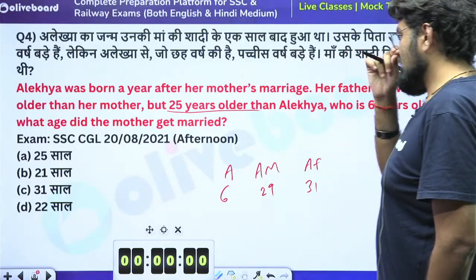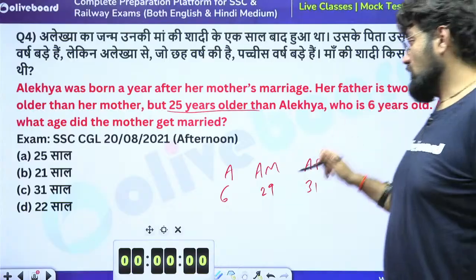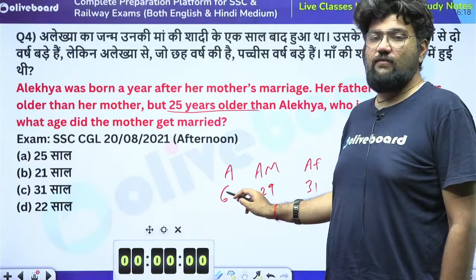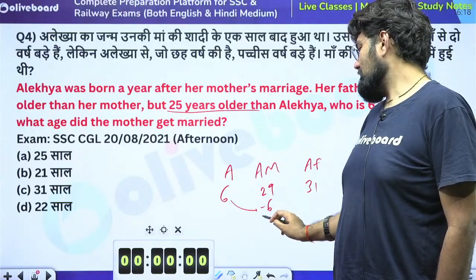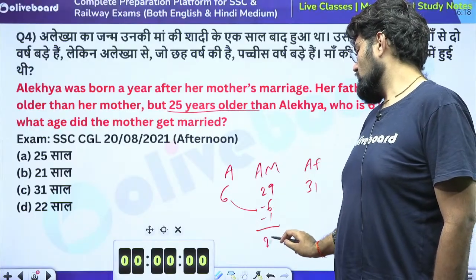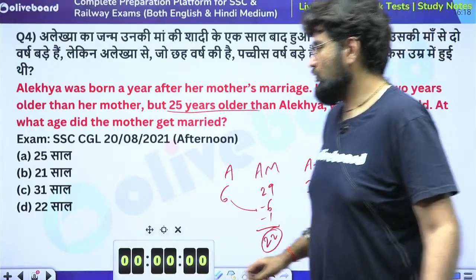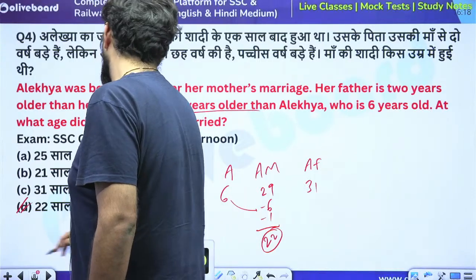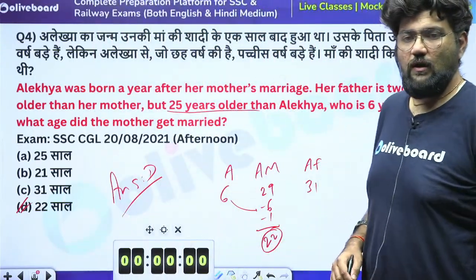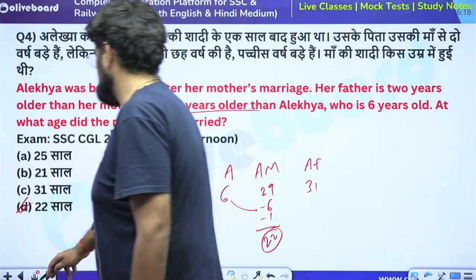Now, they are asking at what age the mother got married. So, the mother got married 6 years ago, Alekhya was born. So, minus 6 and minus 1. So, her mother got married at the age of 22. Option D is the right answer. Okay. Cool. Next.